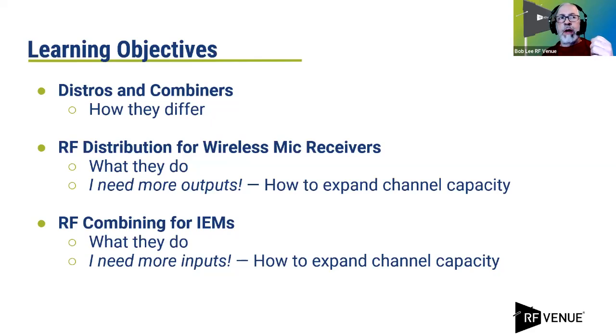We'll talk about also RF distribution for wireless mic receivers. That's where distros come in. What they do, what you do if you need more, how you expand the capacity, and also RF combining. This is where the combiners come in. These are for in-ear monitors, what they do, and what you do to increase channel capacity.